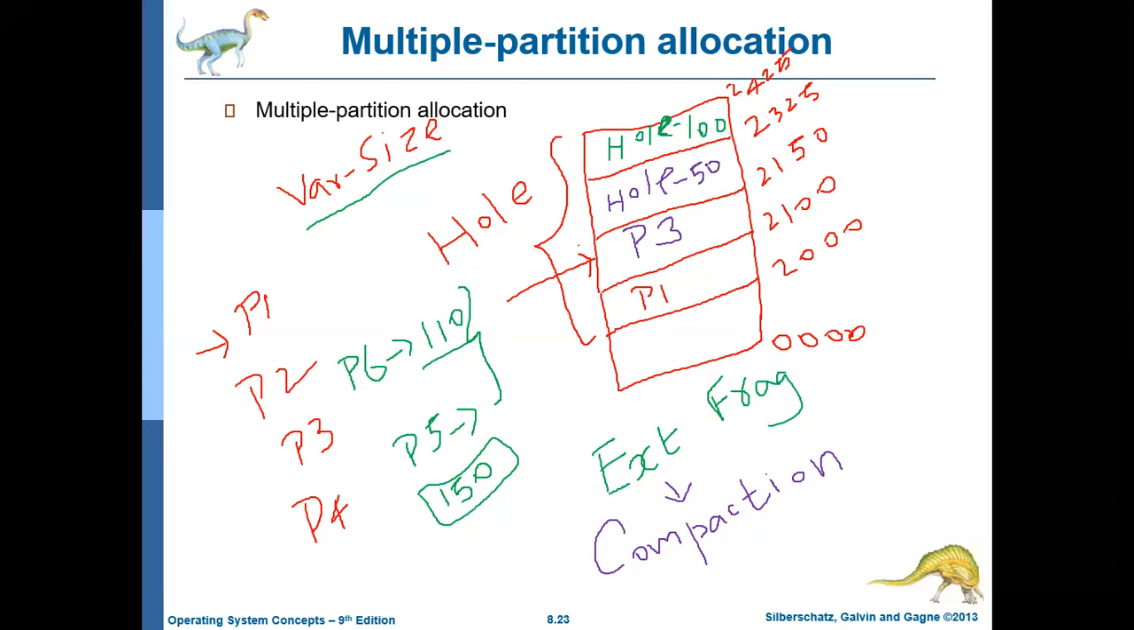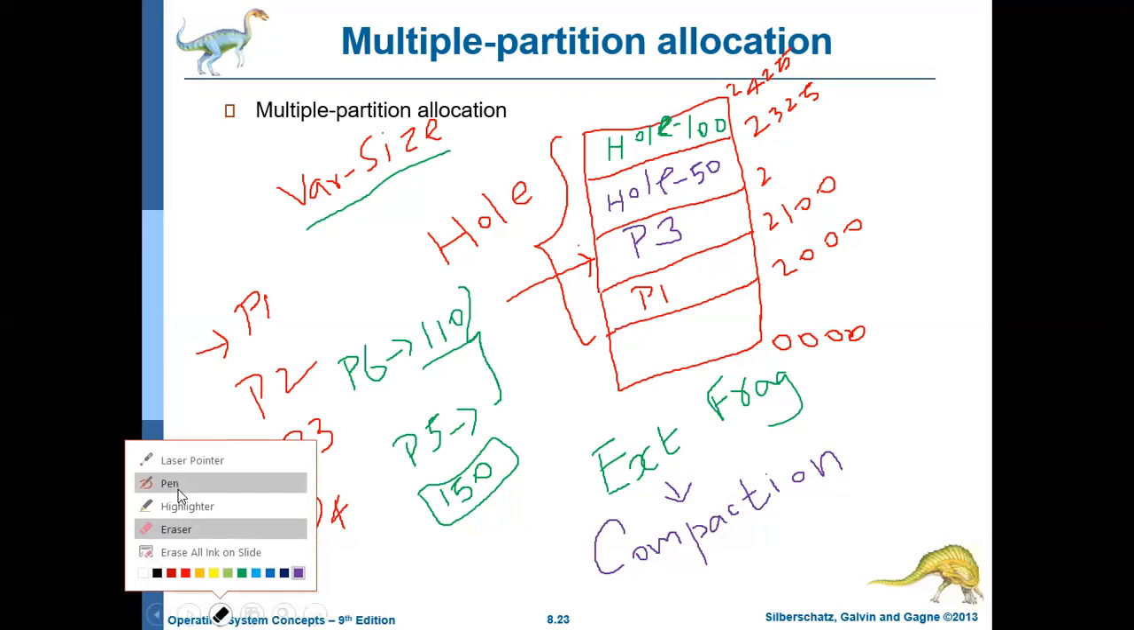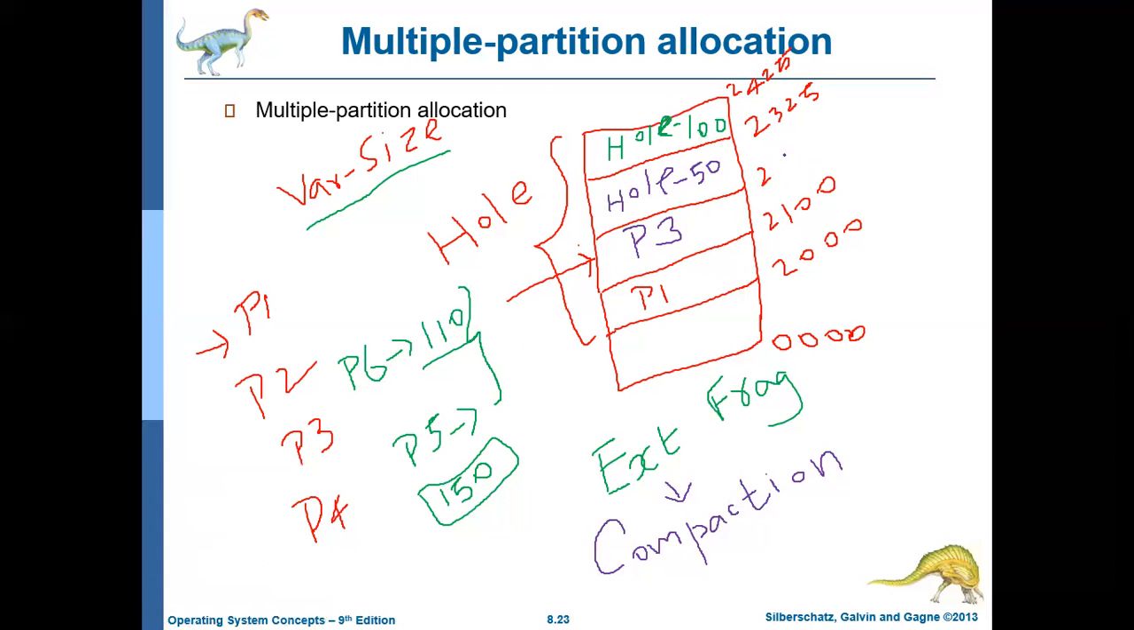P3 size is 175 MB. Already P1 is occupying up to 2100. So P3 needs 175 MB, that is, it needs up to 2100 plus 175. So 100 plus 175 is 2275. So P3 will be allocated 2100 up to 2275. And the next 50 MB, that is 2275 to 2325, there will be a hole.